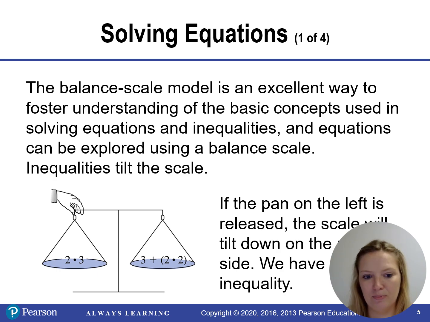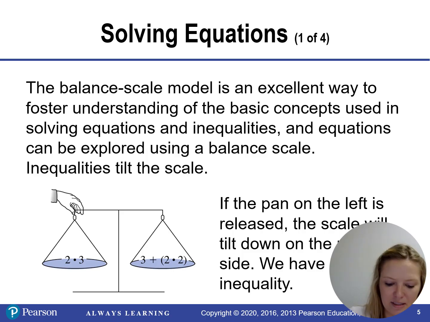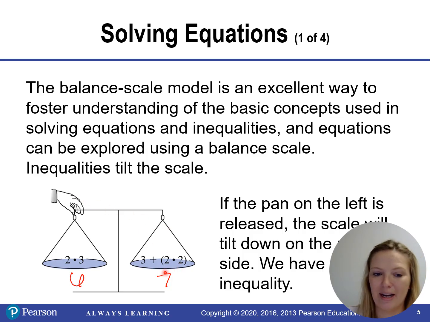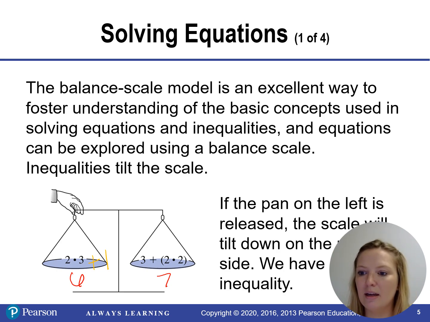In this case we have an equation where 2 times 3 is equal to 3 plus 2 times 2. Now this equation is not actually true, because 2 times 3 gives us 6, and 3 plus 2 times 2, 2 times 2 is 4, we have 7 on this side. So if this person released their hand, then this scale would tilt towards the 7, because we have more on the right-hand side. So actually to make these two equal, we would have to add 1 to the left side of the scale.